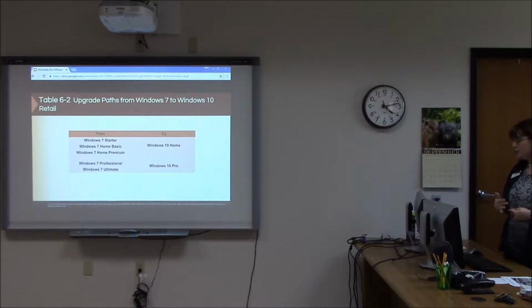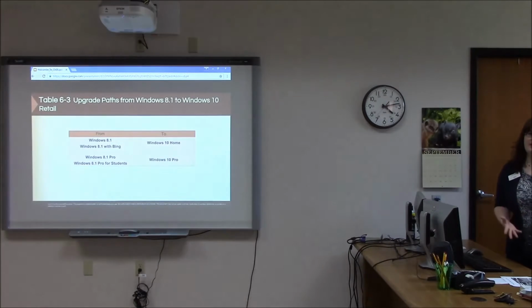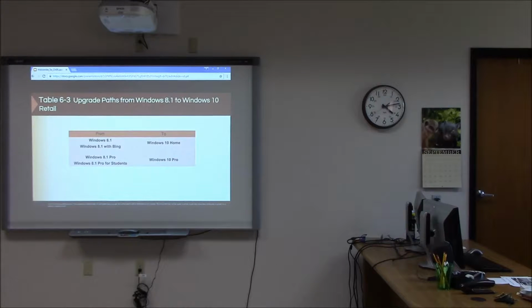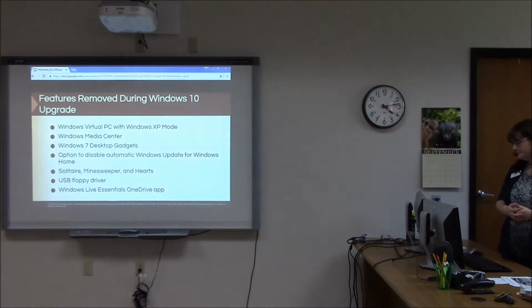So if you had Starter, Home Basic, or Home Premium, you would be able to get the Home version. If you had Professional or Ultimate, you could get Windows 10 Pro, because we don't have a Windows 10 Ultimate anymore. There weren't really that many more features to it anyway. From 8.1 to Windows 10, you had about the same. If you had Pro before, you could get Pro again.